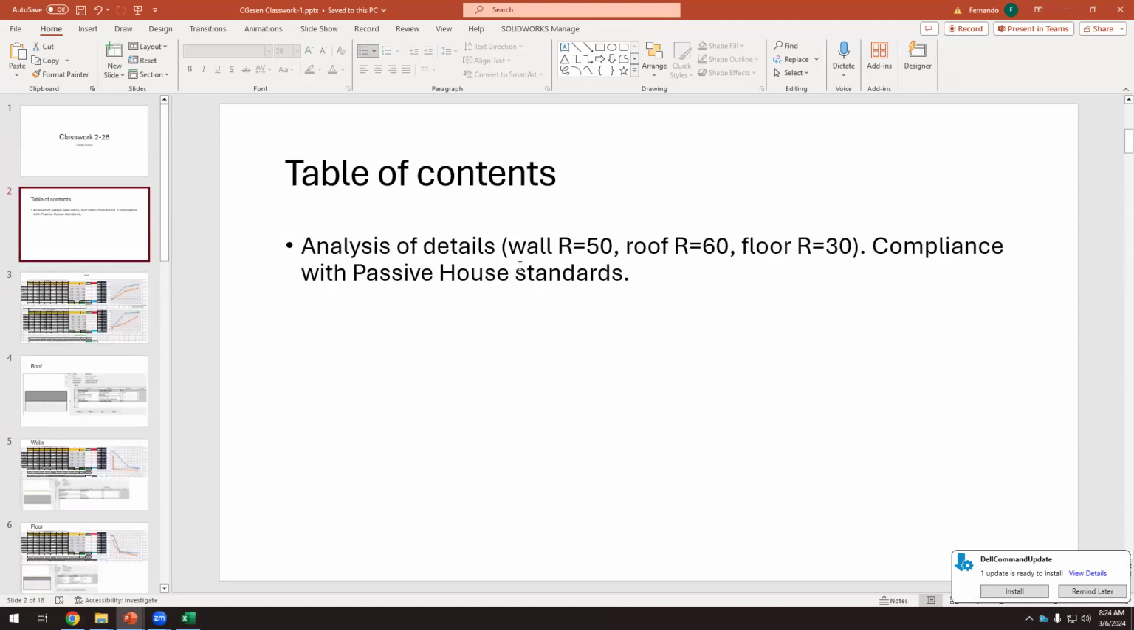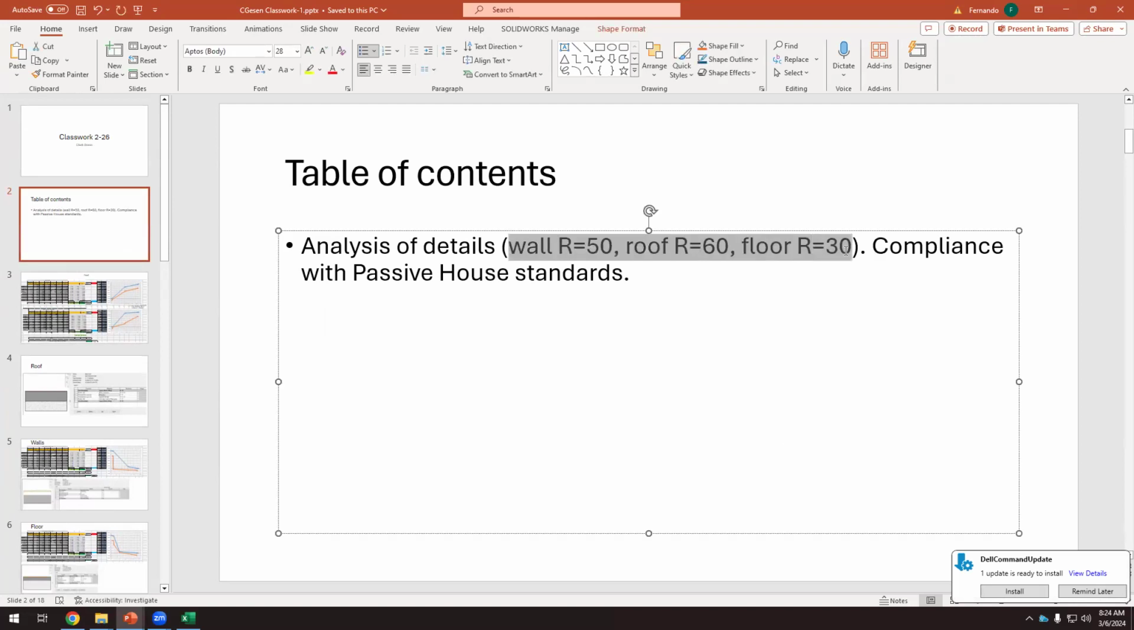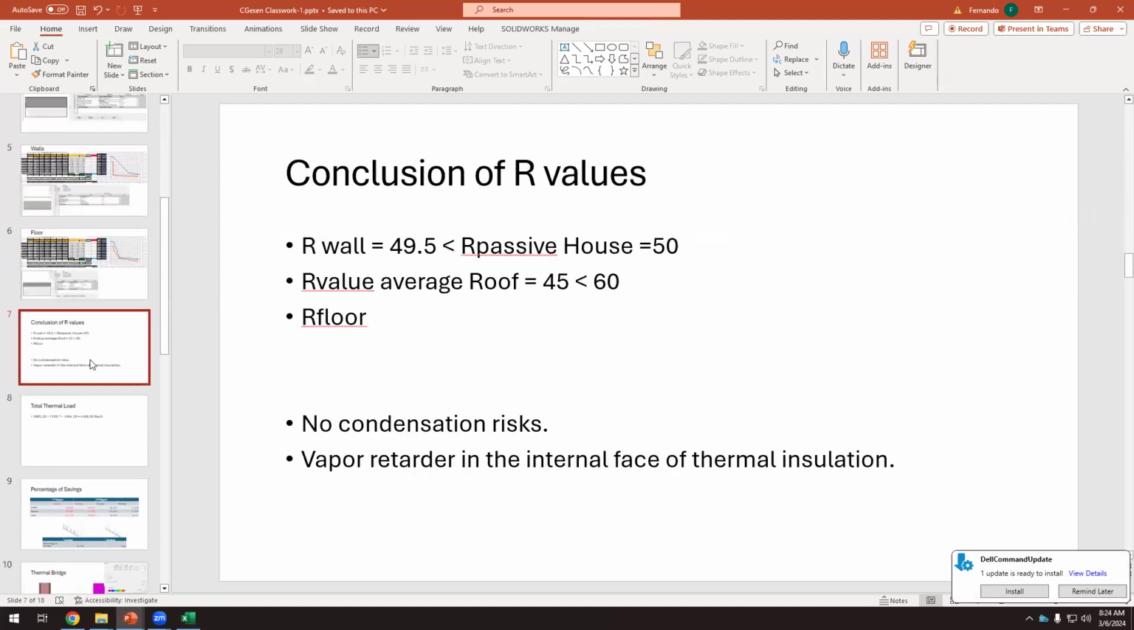We have to analyze the details. First, we have to meet these passive house standards, or at least we have to be close enough. If we are below these values, I have to explain that I know we are below, and there might be reasons, because I have budget constraints or structural issues, whatever. But at least you need to know where you are. So if we are close to 50, close to 60, close to 30, that's fine. But if we are far from it, we have to.